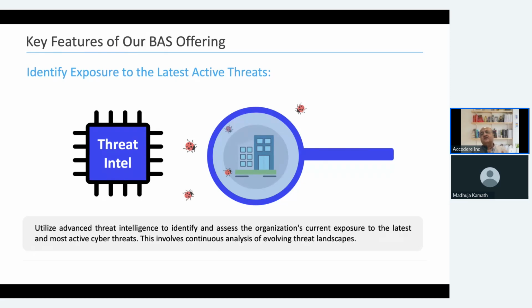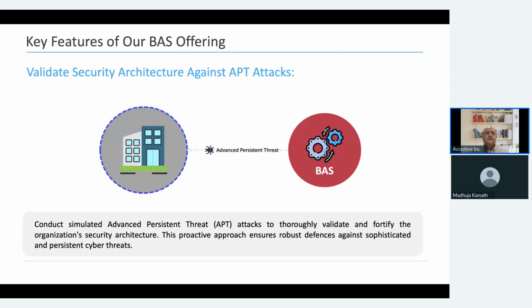Now, this is what our labs do, and this is what our research and R&D team does in their backend to make sure that we have the latest systems and the latest tools in place to do this attack and simulation testing in your environment. Now we validate, next is we validate security architecture against API attacks.